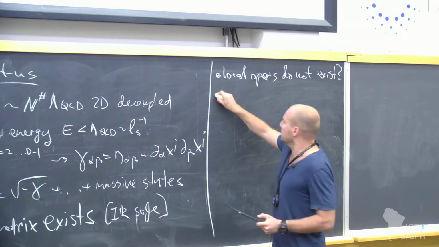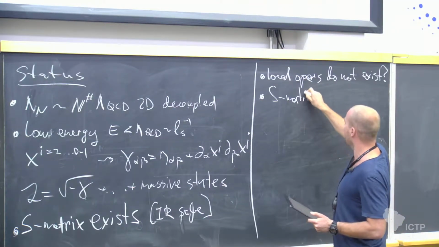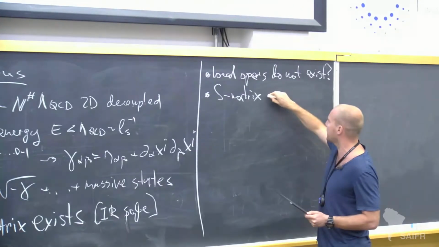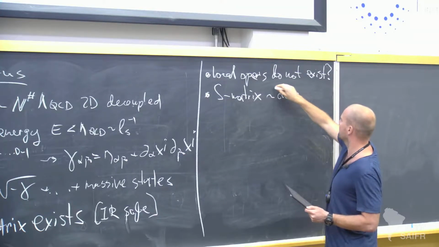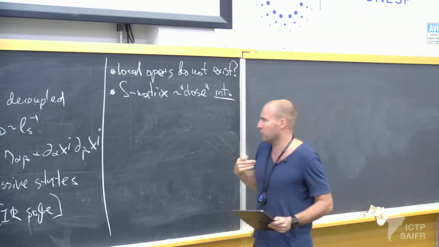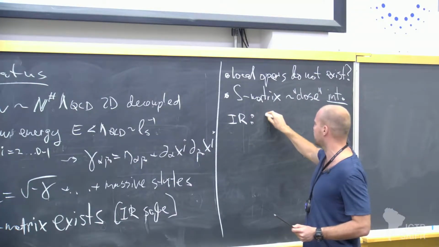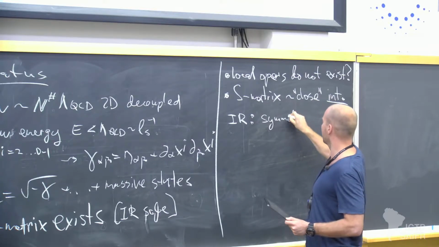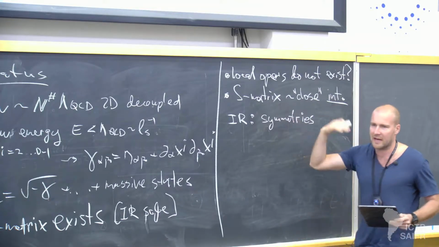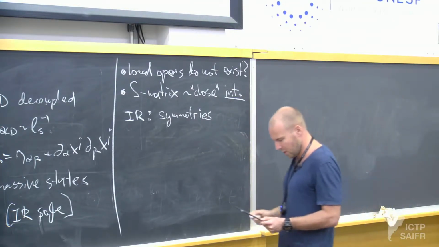Okay, next thing, and that's something Sergey mentioned, and I will not be able to say much more, I'll just repeat what he said basically: the S matrix is, in some proper sense, close to an integrable S matrix. So what do I personally mean by this? In the IR, this statement is true because of symmetries. Okay? And this is the statement that the classical Nambu-Goto action is classically integrable, and that's also the infrared limit of these theories.